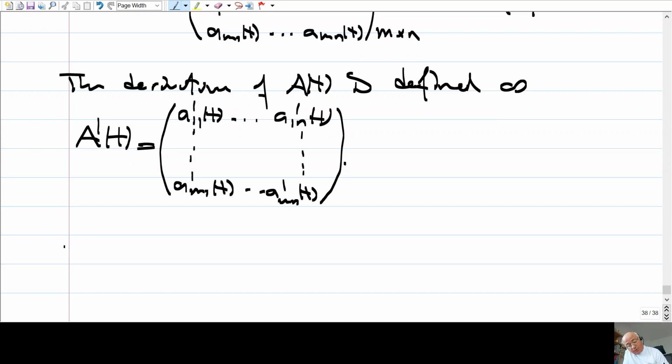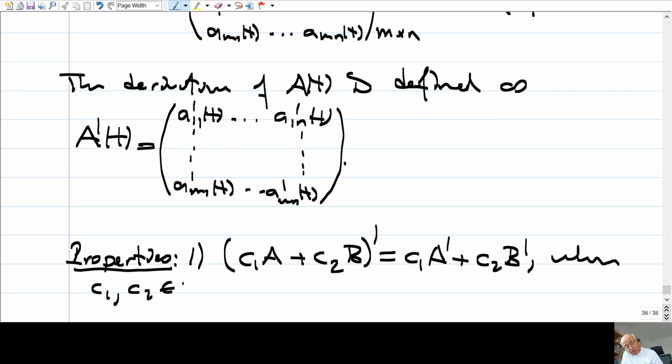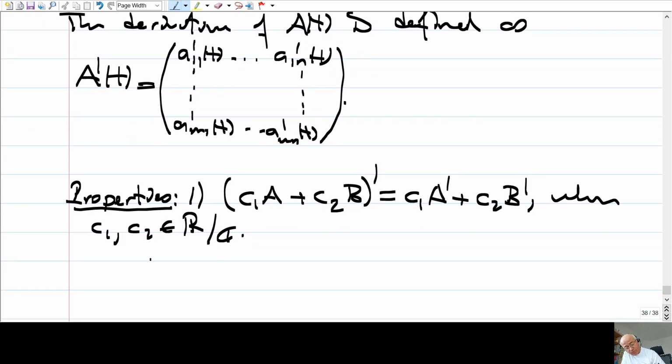Now, of course, the properties. What is the derivative of the sum of two matrices A and B? Let me say it this way: the derivative of C1 A plus C2 B. If C1 and C2 are constants, you multiply and add them and take the derivative, doing the same thing in each entry. So this will be C1 times A prime plus C2 times B prime, where C1 and C2 are just real numbers. Actually, we can also consider complex values, it doesn't matter, and we will actually do that. So let me write it in this generality.